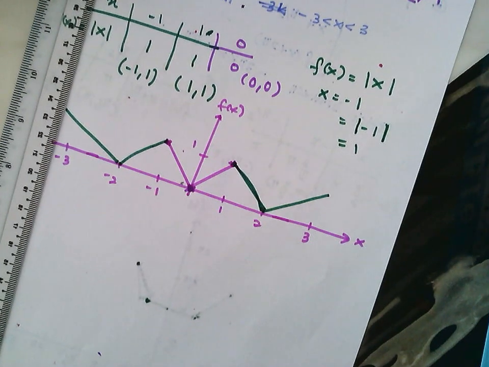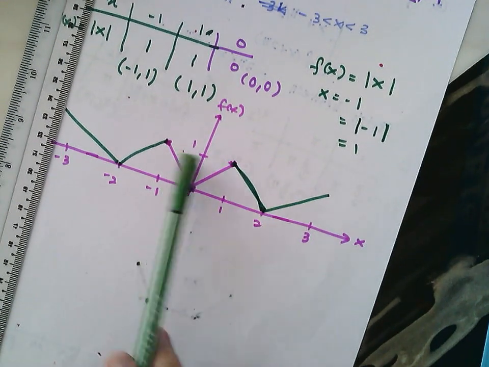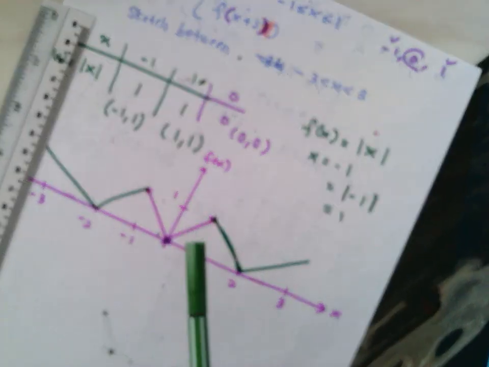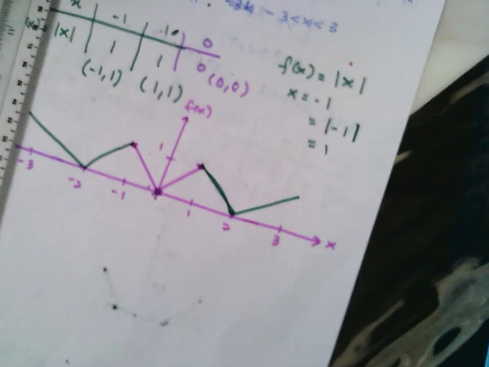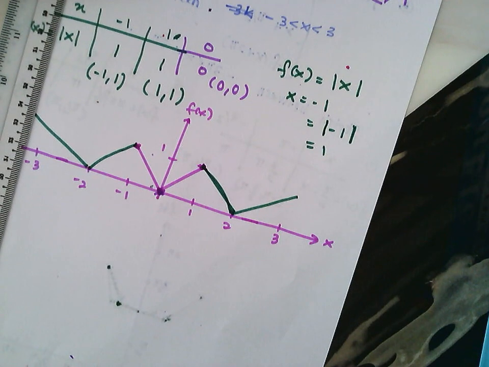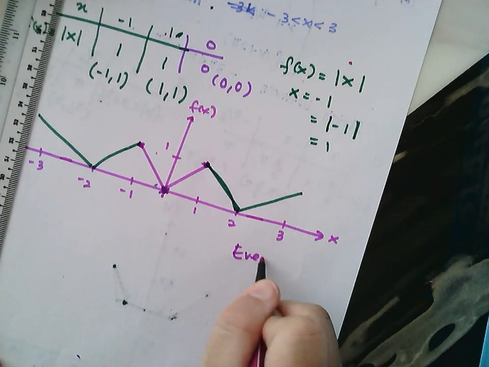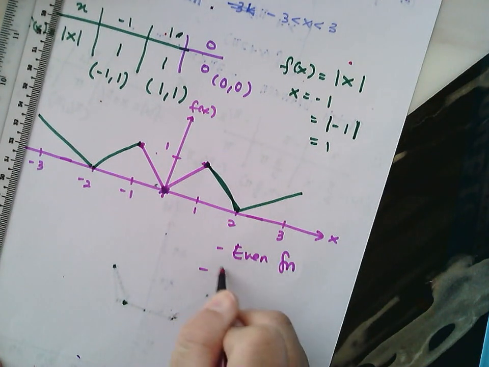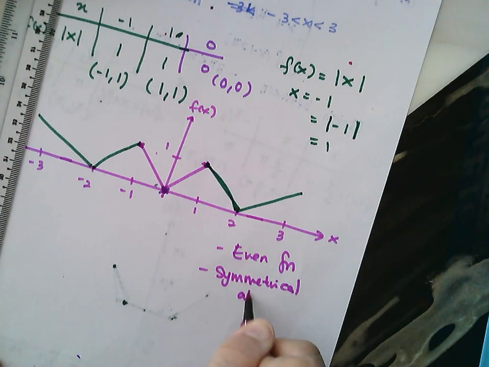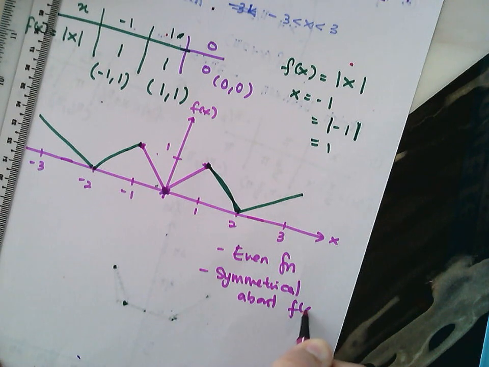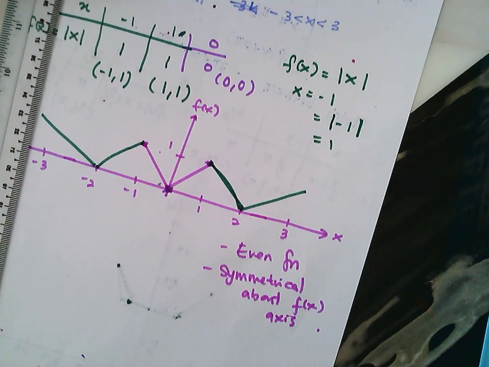Okay. So as you can see here, this is symmetrical about f(x). So therefore this is an even function. Why? Because symmetrical about f(x) exists.